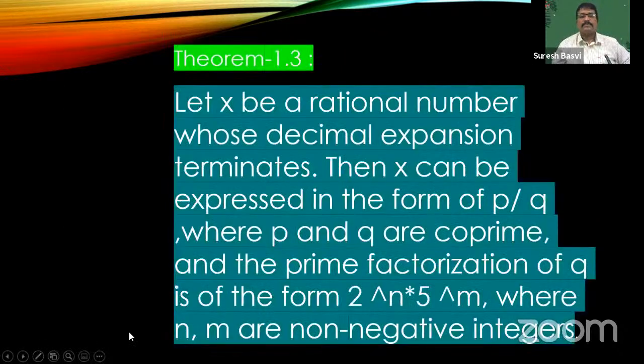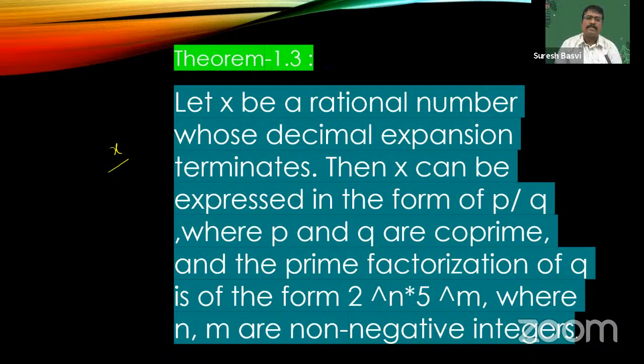Okay. Next. Theorem 1.3. ఈ థీరం 1.3 అనేది ఎక్కడి నుంచి వచ్చింది? మనం అన్ని ప్రాబ్లమ్స్ చేసుకుంటా వస్తే ఈ విధంగా వచ్చింది. Let x be a rational number whose decimal expansion terminates. Terminates means it is going to end.